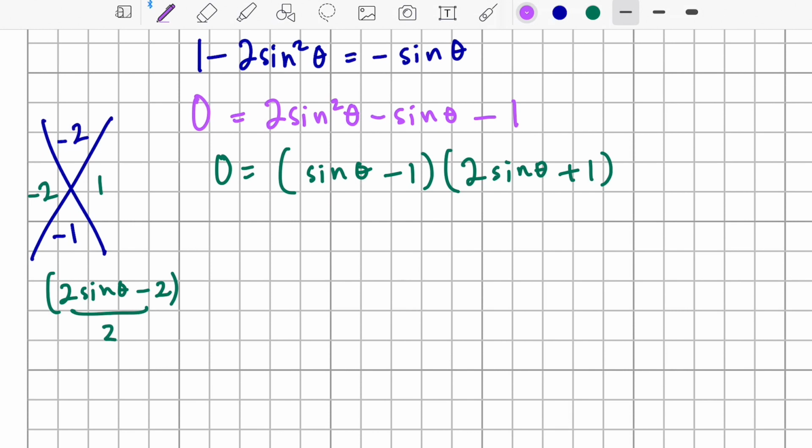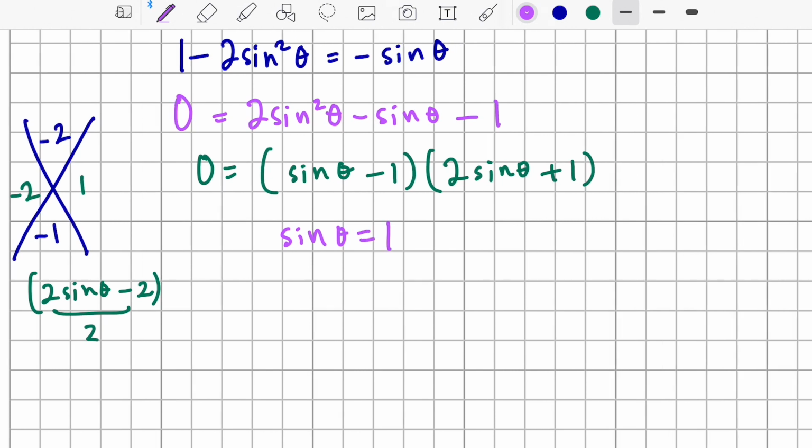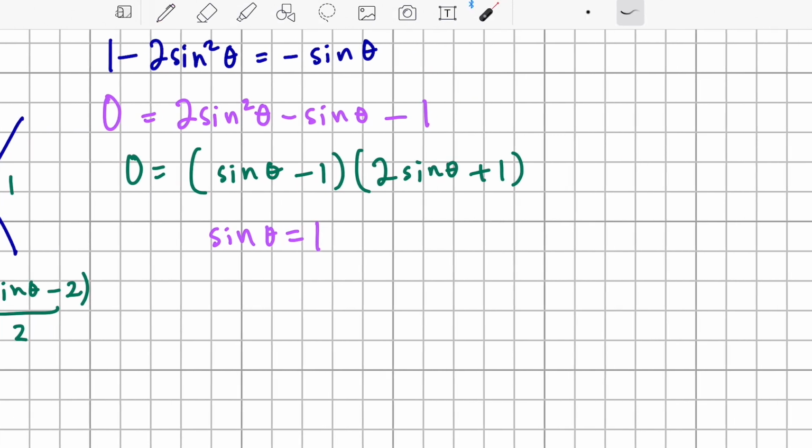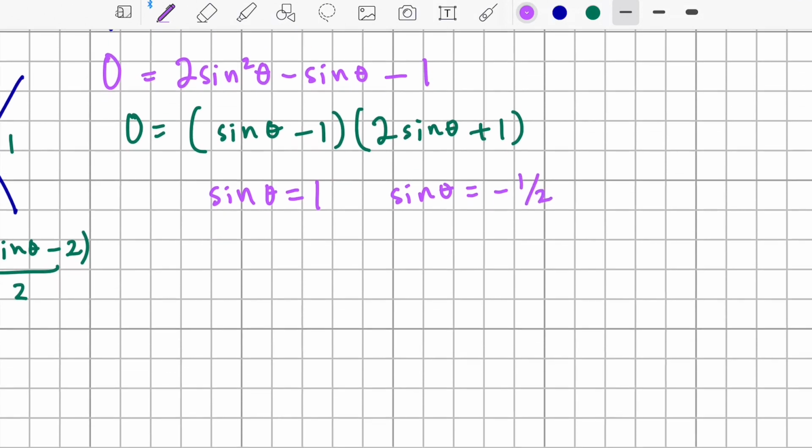So now we're going to say, when is this equal to 0? Take the opposite of negative 1 and set it equal to sine theta. Sine theta equals 1. We're going to do the same thing: take the opposite of positive 1 and divide by 2. So it'll be sine theta equals negative 1 over 2.